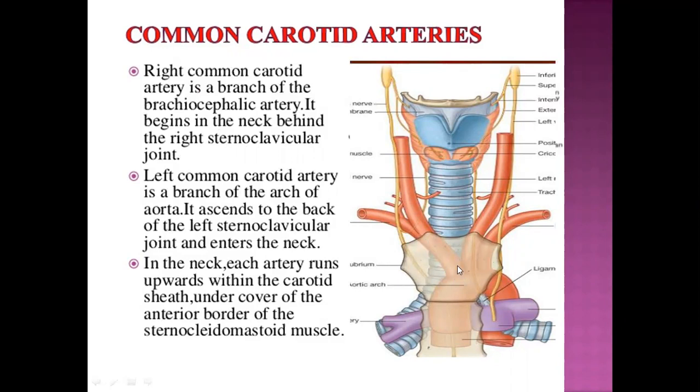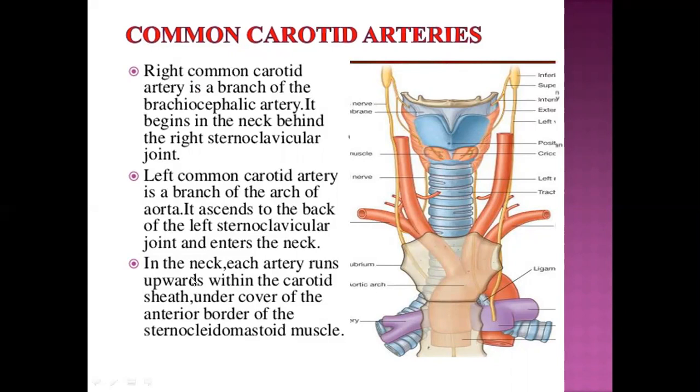This is the brachiocephalic trunk, and the left common carotid artery is a branch of the arch of aorta. This is the direct branch of the arch of aorta, the left common carotid artery. This is the left subclavian artery. It ascends behind the left sternoclavicular joint and enters the neck. So it is behind the left sternoclavicular joint, and the right one is behind the right sternoclavicular joint.